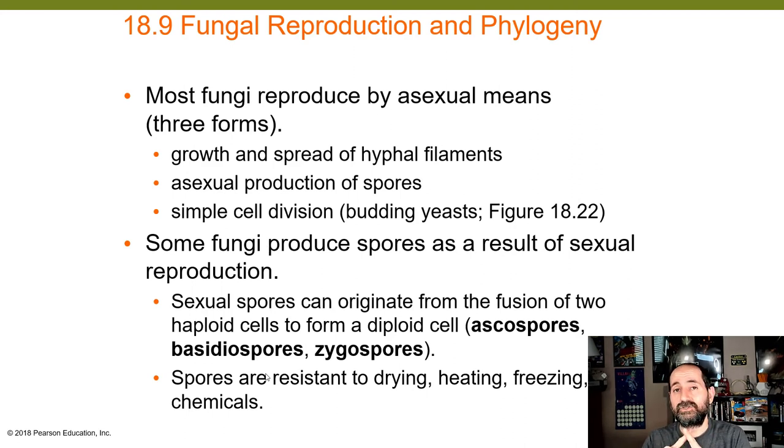Fungi can make asexual spores for asexual reproduction. They can form sexual spores for sexual reproduction. And you might be wondering, if you could do asexual reproduction, why would you do sexual reproduction? A lot of times organisms want to increase their genetic variability, so they will employ sexual reproduction. Also, if the conditions are bad, if nutrient deprivation is occurring or other cellular insults are happening, they will prefer sexual reproduction to asexual reproduction. So once these spores are made, spores can be resistant to drying, heating, freezing, and chemicals.